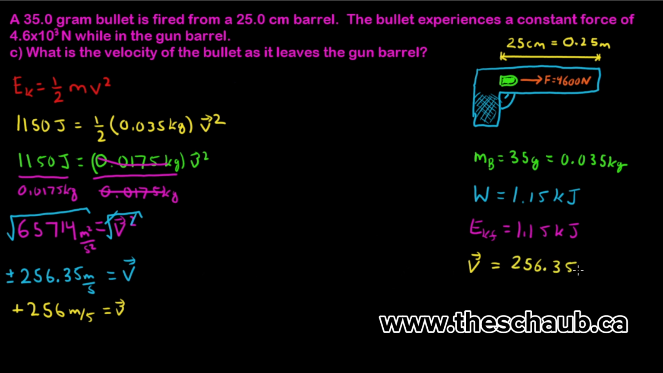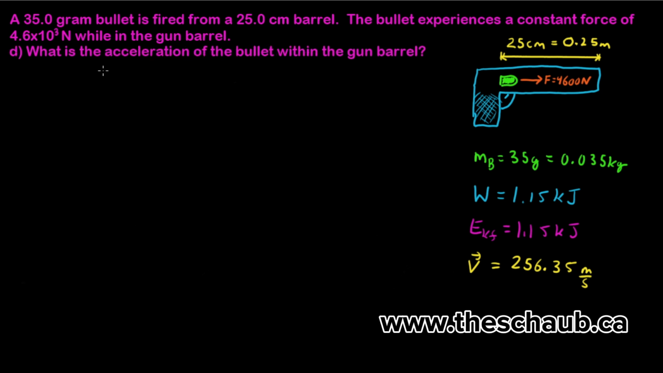256.35. We'll keep the unrounded value to avoid rounding errors in future calculations. Meters per second. What is the velocity of the bullet as it leaves the gun barrel? 256.35 meters per second. We're now ready to start part D.